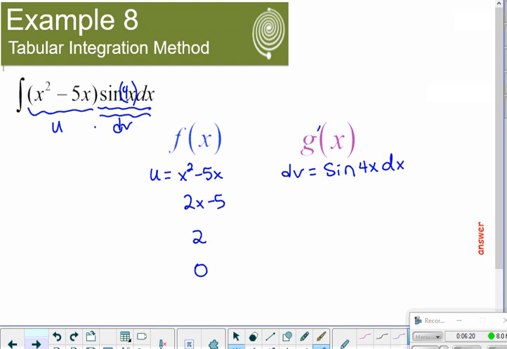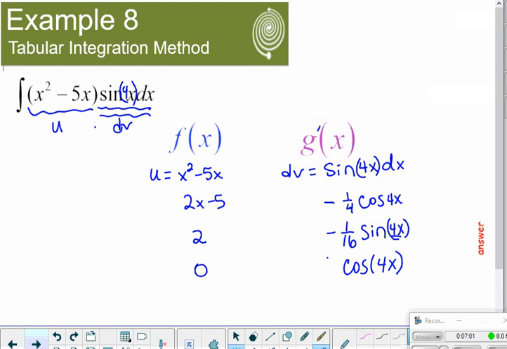Now I integrate cosine, and that's going to give me negative cosine of 4x. But because I have this 4x, I need a correcting factor of 1/4 when I integrate. Then I repeat myself. The integral of negative cosine would be negative sine of 4x, and I'm going to have a 1/4 times a 1/4, so I'm going to get that 1/16.